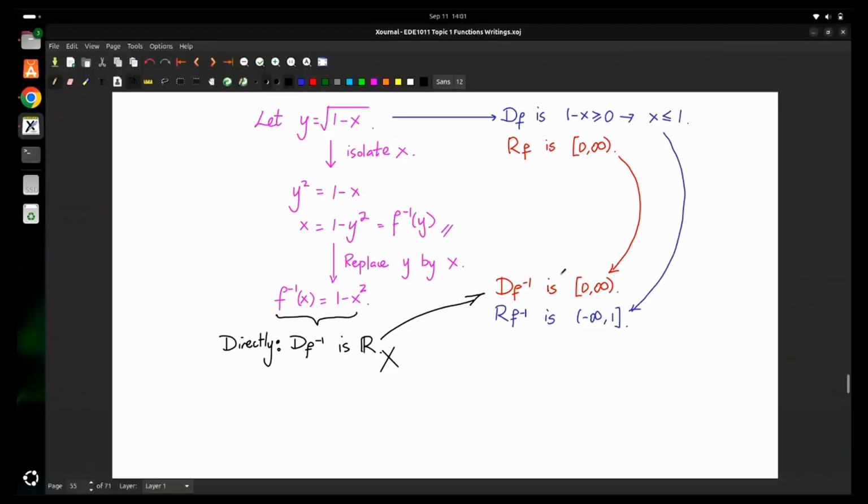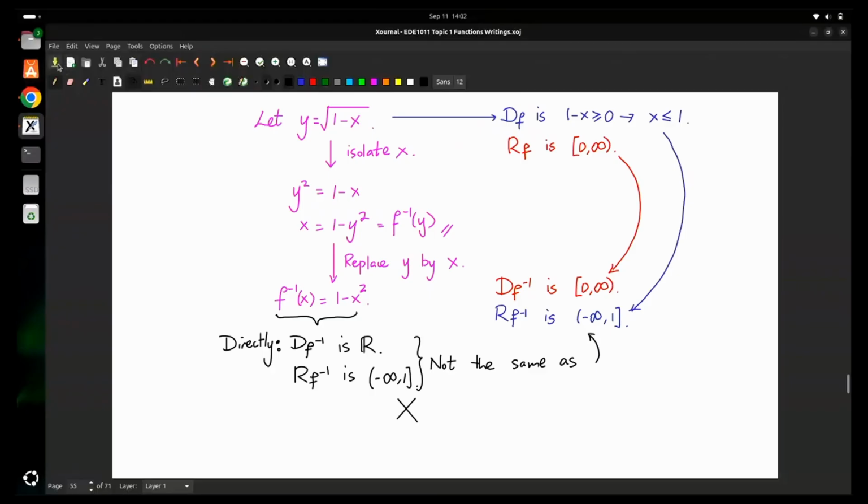Is that okay? Okay, now, the range of f inverse, what's the range? The range in this case will be 1 minus x squared. Okay, the range is the same, but the domain is not. So it's not the same as above. So this thing is wrong. This thing is not correct.